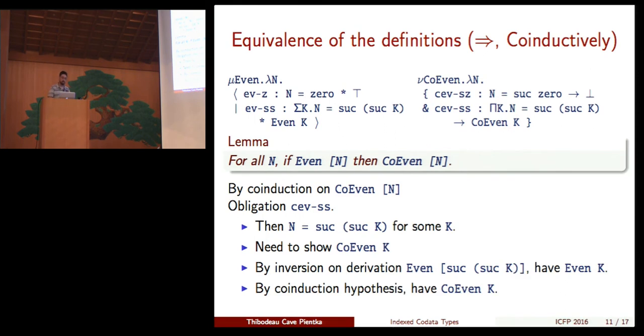In the other case, we have that n is equal to successor of k for some k. And what we need to show is co-even of k. So by inversion on the derivation of the input, we have even of k. And then we can use the co-induction hypothesis. We can use our lemma because we're under this obligation. We're trying to prove co-even of SS, and so we have co-even of k, and we're done with the proof.